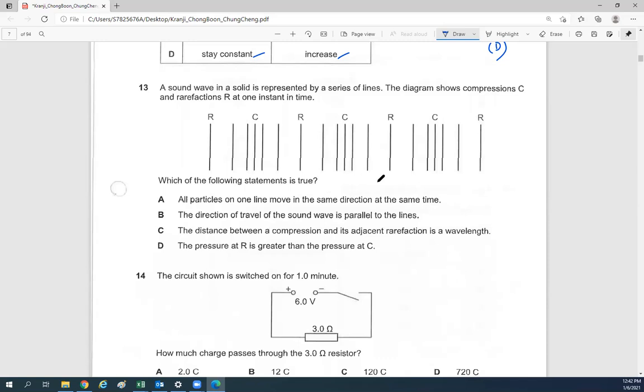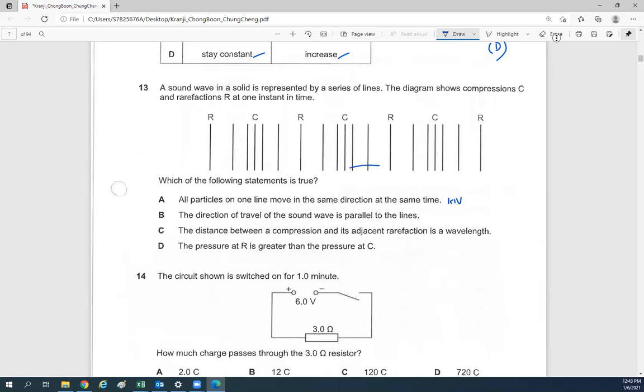Okay, so this is a sound wave. C stands for compression, R stands for rarefaction. Which of the following is true? All the particles on one line move in the same direction at the same time. This on the surface sounds correct. So I'm just going to KIV this.